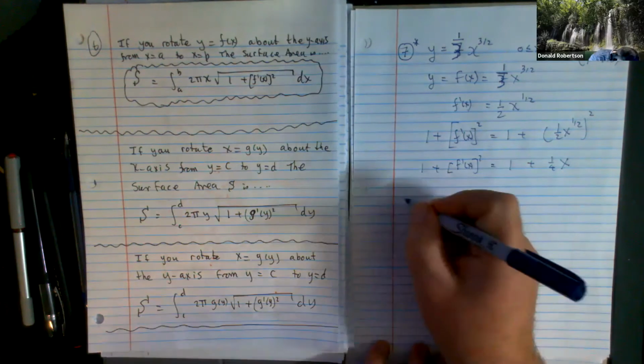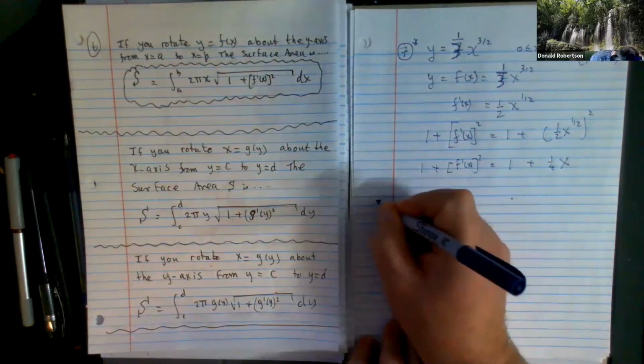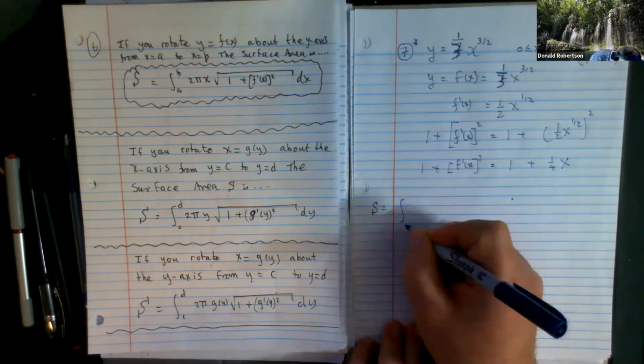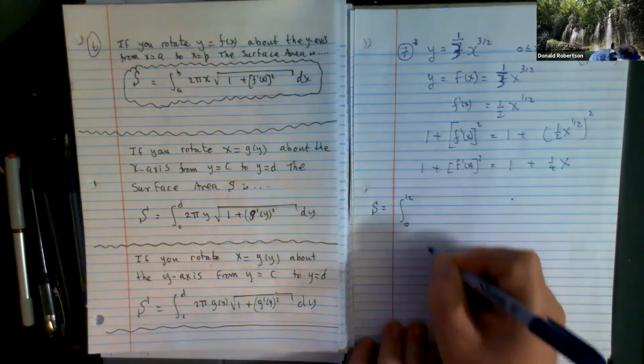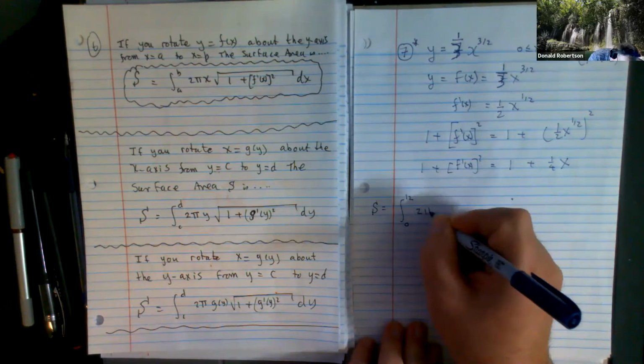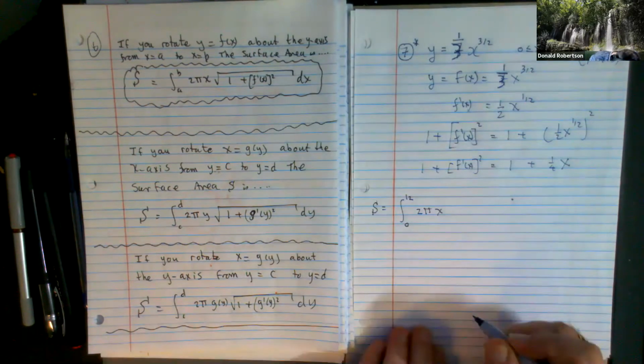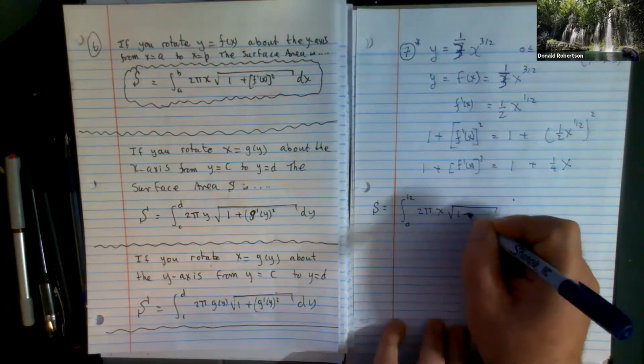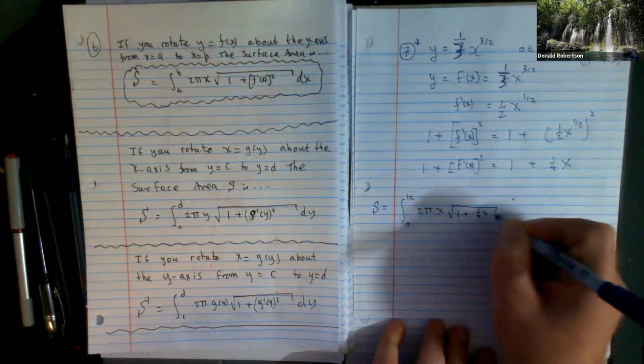Now, the surface area then is going to be the integral from start to finish, which is 0 to 12, of 2 pi x, the square root of 1 plus 1/4 x dx.